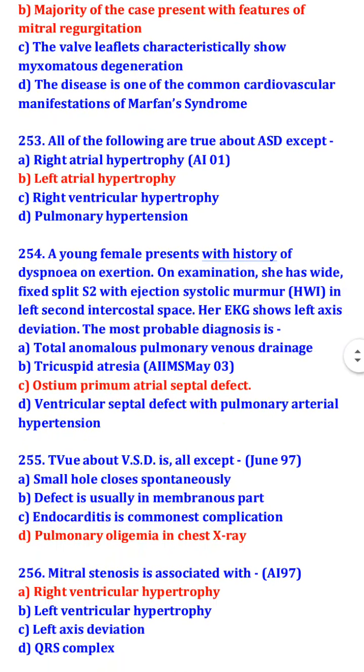A young female presents with a history of dyspnea on exertion. On examination, she has a wide fixed split S2 with an ejection systolic murmur heard in the left second intercostal space. Her EKG shows left axis deviation. The most probable diagnosis is ostium primum atrial septal defect.